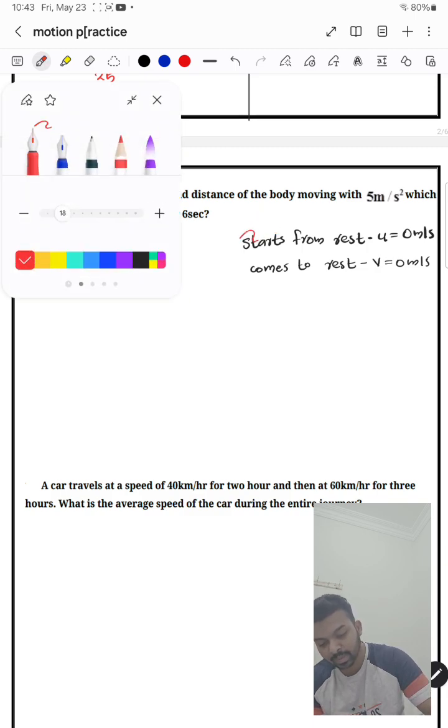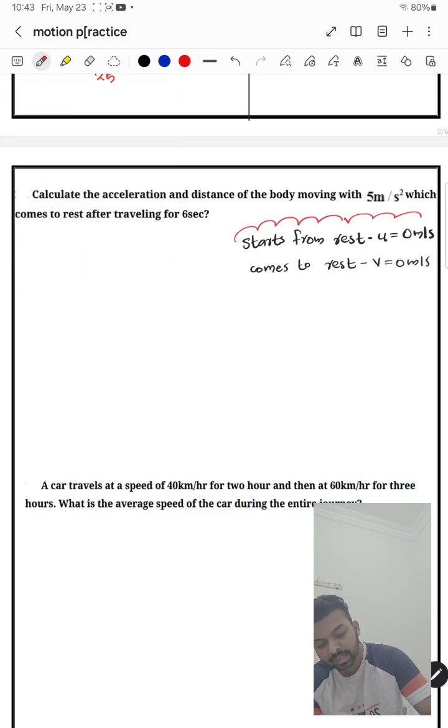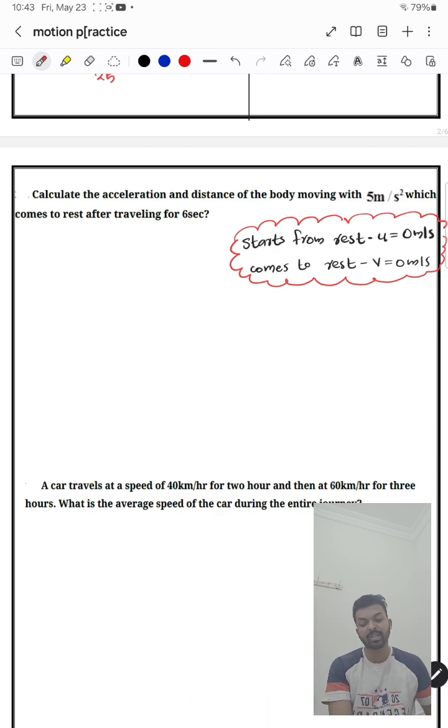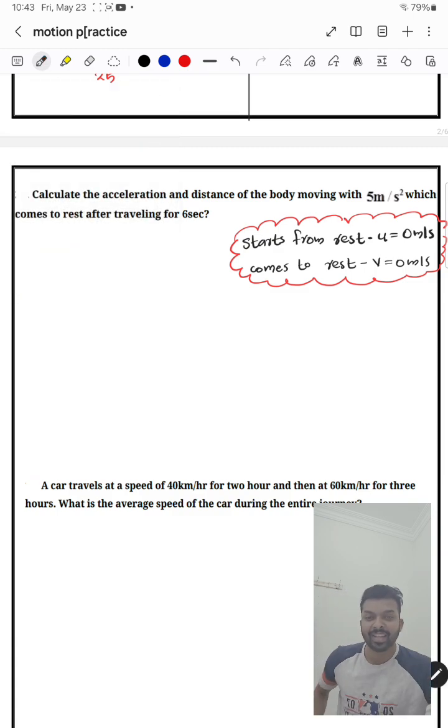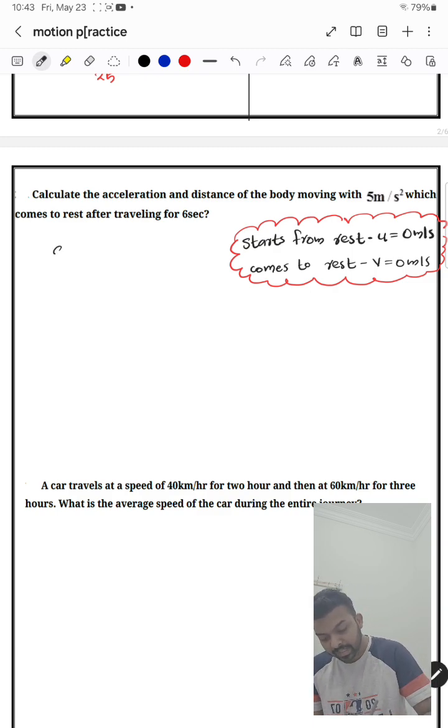If the question says an object is starting from rest, then understand that the initial velocity is 0 meter per second. Clear? And if an object comes to rest, it means v is equal to 0 meter per second. So here it comes to rest, which means final velocity is equal to 0. Okay, one more thing here. The body comes to rest after traveling some distance. So here the final velocity is 0. Clear?